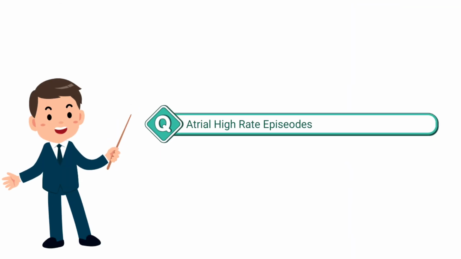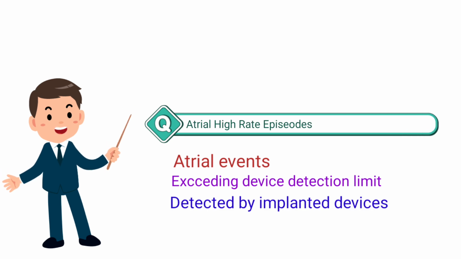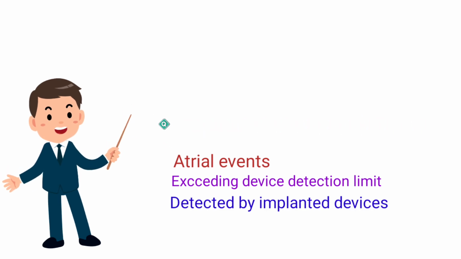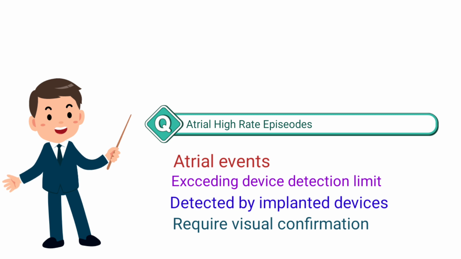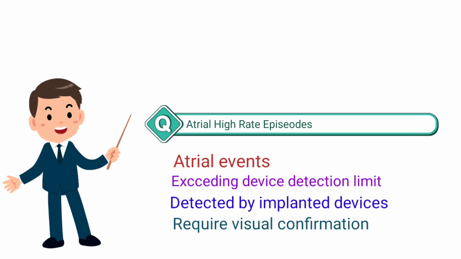Atrial high-rate episodes. These are defined as atrial events exceeding the programmed detection rate limit set by the device. These are recorded by implanted devices but require visual inspection to confirm atrial fibrillation and exclude other atrial arrhythmias, artifacts, or oversensing.